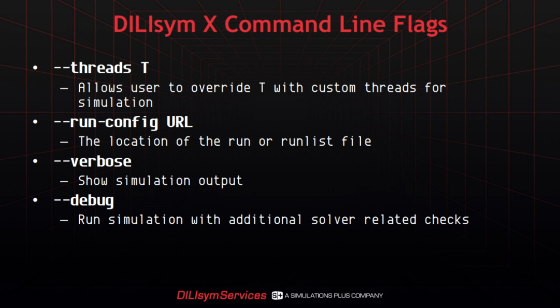Here is a quick overview of some of the common arguments for the DILIsym command line. There are many more than this that will be documented in the final version, but here are some perhaps more important ones. First, you can override the number of threads the DILIsym command line uses for simulations. By default, this value is read in from the actual GUI, from the slider you select for the number of threads, but you can always override that directly. Next, we have the run config file, the actual location of the run or run list file that you'll need to send in.